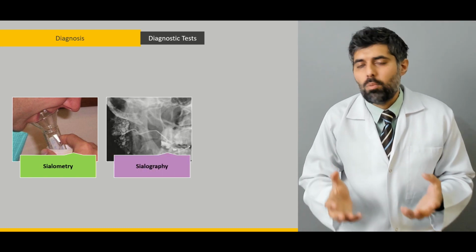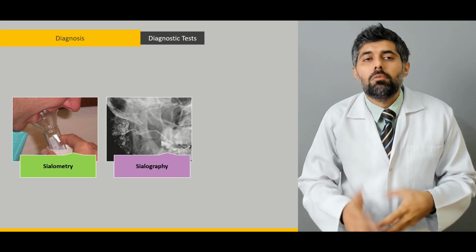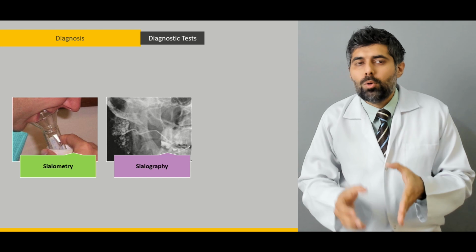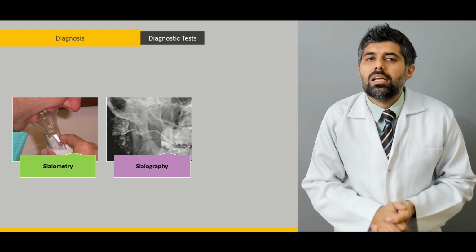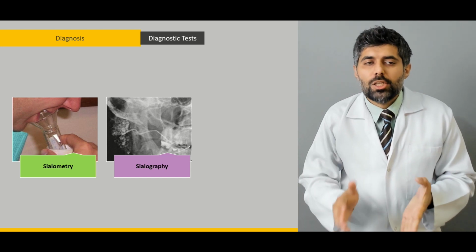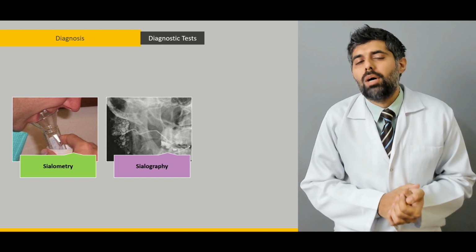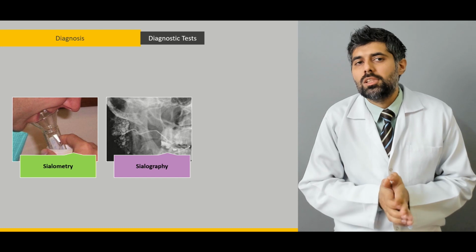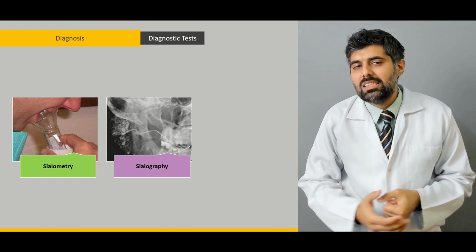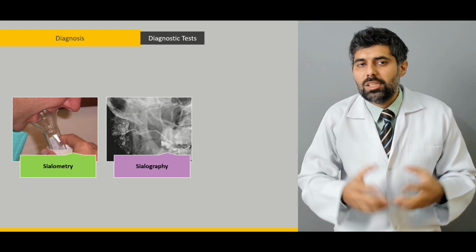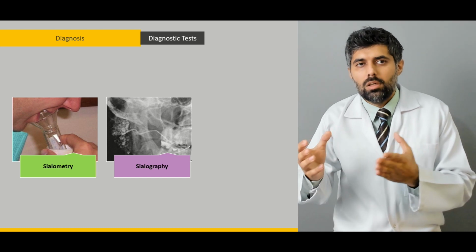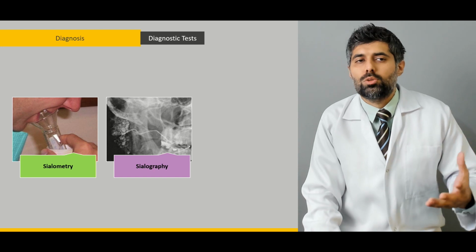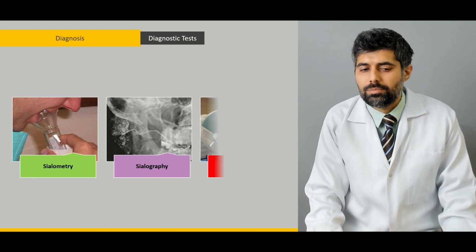Next, we can perform a sialography. We introduce a contrast media to visualize both the ducts of the salivary glands and the tissue and the excretion pathway of the saliva. Now, this can also give us how much infiltration has taken place and if there's any blockage in the excretion of the salivary glands, as opposed to having Sjogren syndrome.